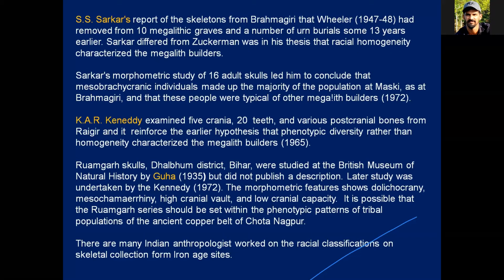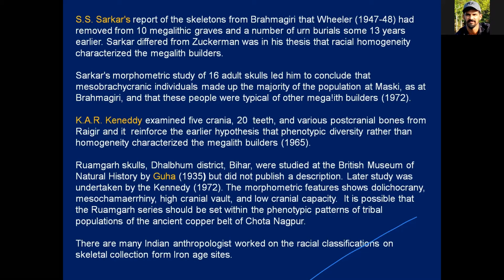Sarkar's morphometric study of 16 adults led him to conclude that mesobrachycranic individuals made up the majority of the population at Maski as at Brahmagiri, and that these people were typical of the megalithic builders. K.R. Kennedy examined 5 crania, 20 teeth, and various postcranial bones from Raigir, and it reinforced the earlier hypothesis that phenotypic diversity rather than homogeneity characterized the megalithic builders. So definitely it's not one population. When you talk about the megalithic population overall, it depends on the locality, where you have different types of population.